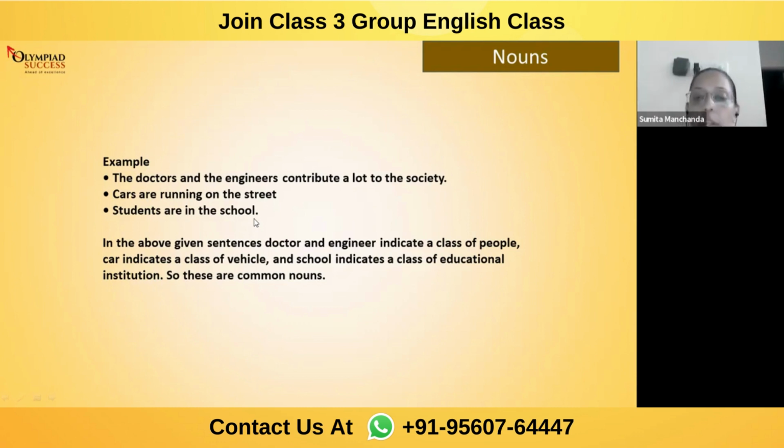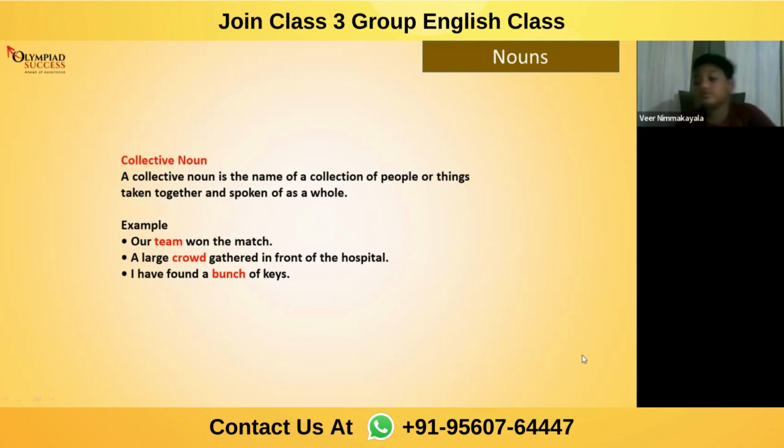So now the explanations are there. In the above given sentences, doctor and engineer indicate a class of people. Car indicates a class of vehicle and school indicates a class of educational institution. So these are common nouns. Anyone have any confusion with common noun? Sure? Okay.